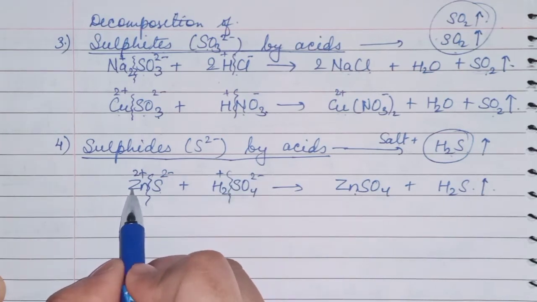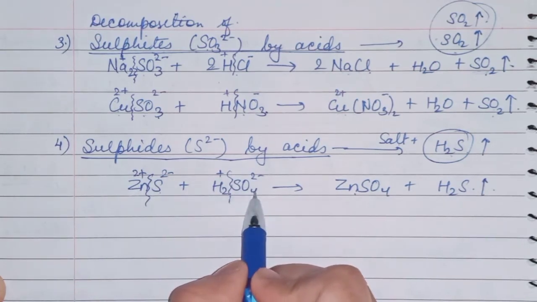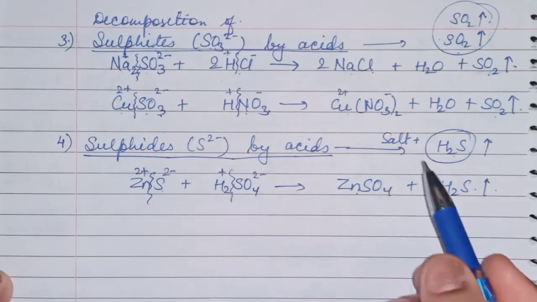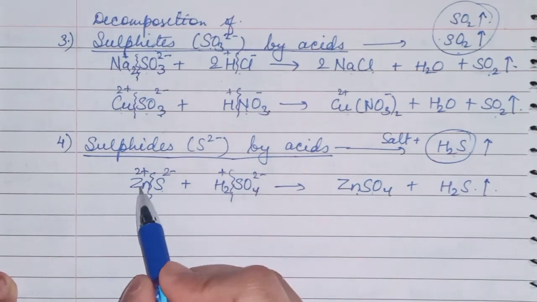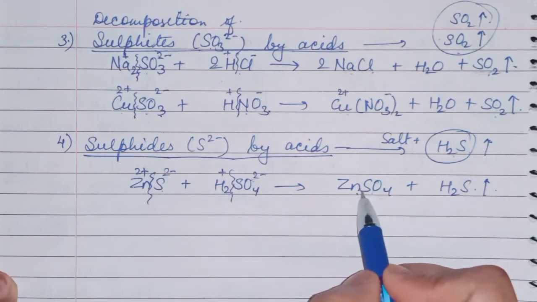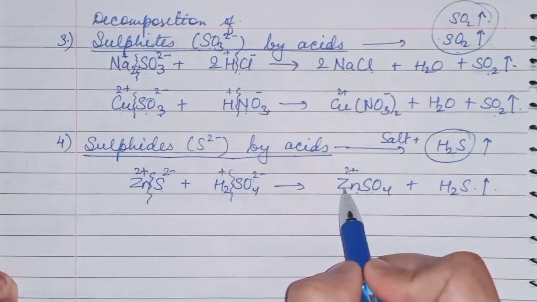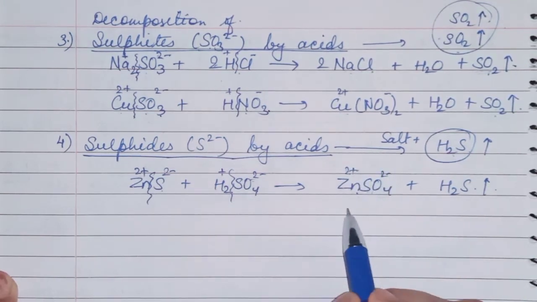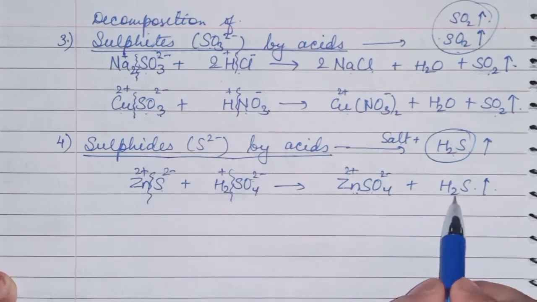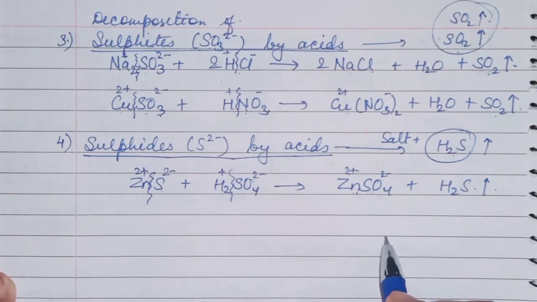So Zn plus and SO4 minus ions will form the salt. I have explained before that salt is an ionic compound. So Zn2+ and SO4 2- ions form the salt, ZnSO4, and H2S gas is released. So children, like this you have to remember the reactions.